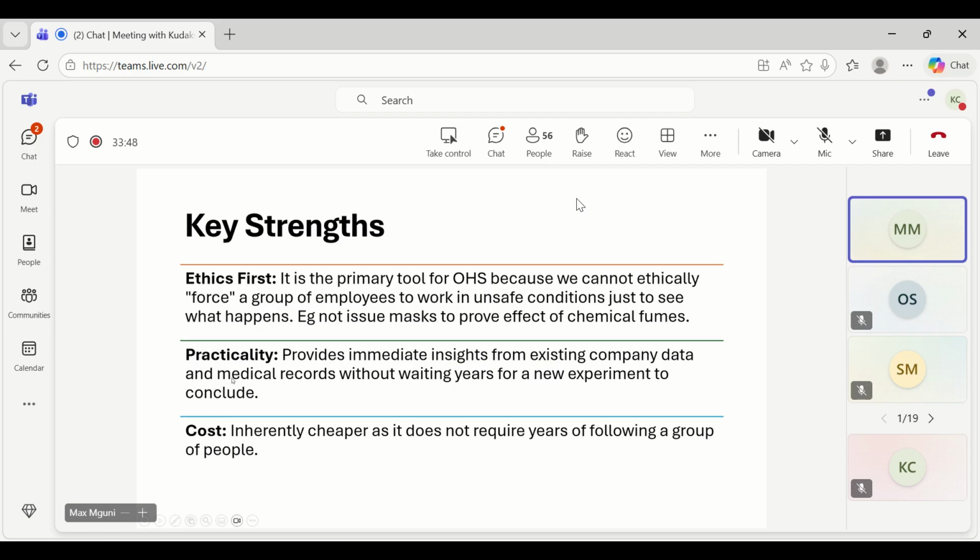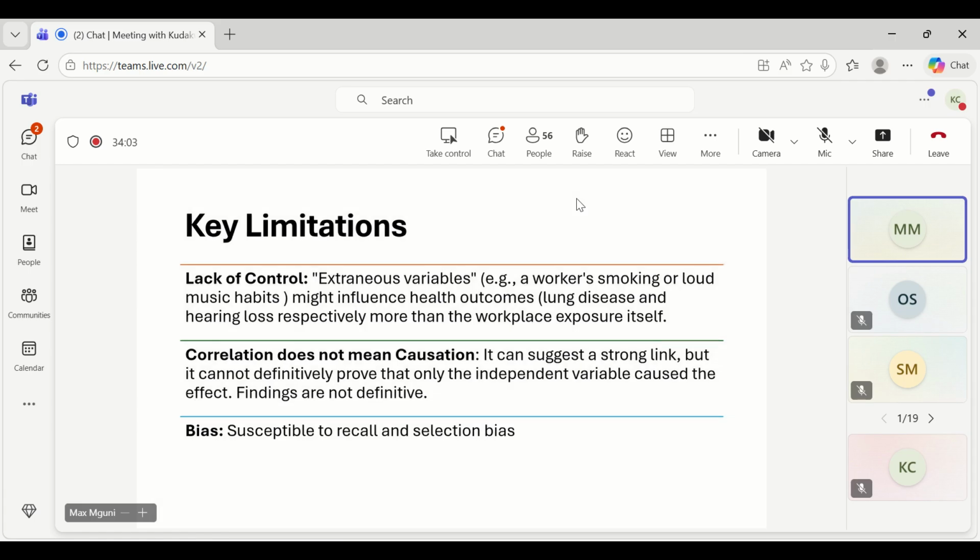The cost is inherently cheaper as it does not require years of following up a group of people. Key limitations of this one: there's lack of control of extraneous variables, e.g. workers smoking or loud music habits. So for example, if you are monitoring lung health, you are linking it to a dusty environment at work, but then after work, the employees are smoking cigarettes. You are not considering this, so you don't have control over that.